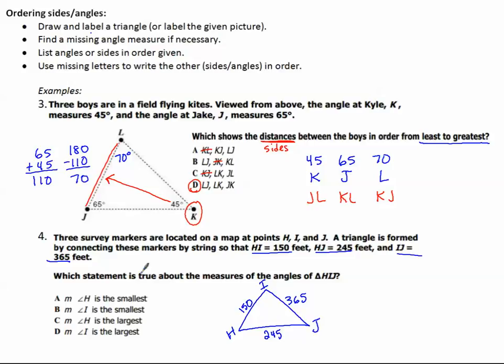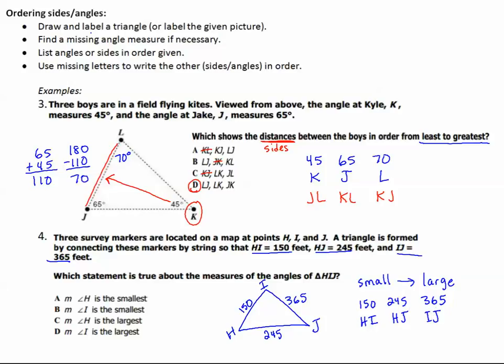Which statement is true about the measures of the angles? Some are small, some are large. They don't ask for an order. So just because we usually go small to large, let's order it that way. Smallest is this side, HI. Next smallest is 245. You know what? Let's put the numbers first like I did in the other example. 150, 245, 365. Then HI, 245 is HJ, and 365 is IJ.